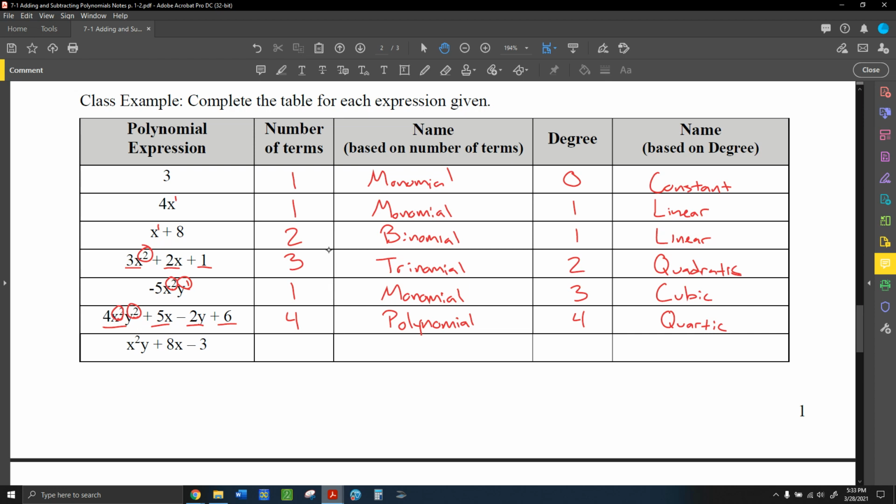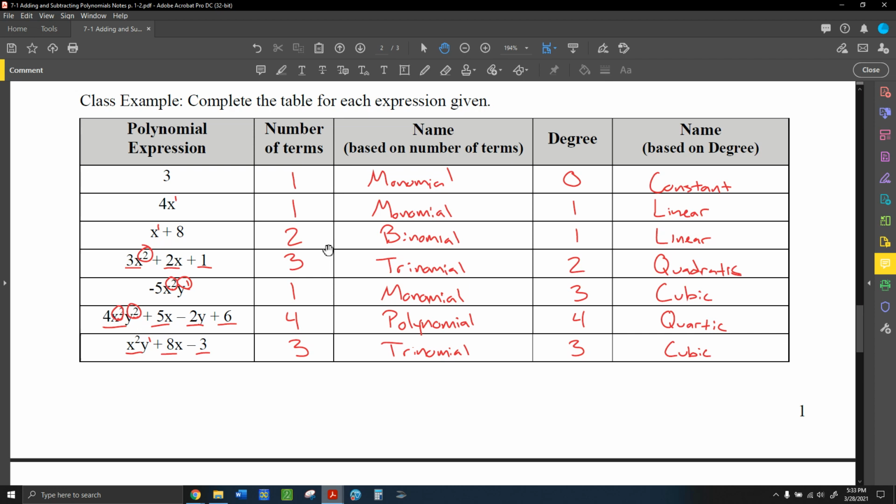And last but not least, number of terms. We've got 1, 2, 3. So this is a trinomial. And the degree, the sum of the exponents. We have 2 and 1. So we have degree 3. So third degree is cubic.